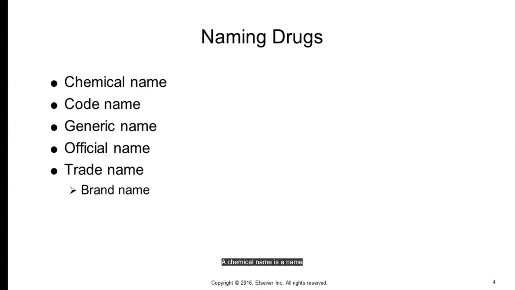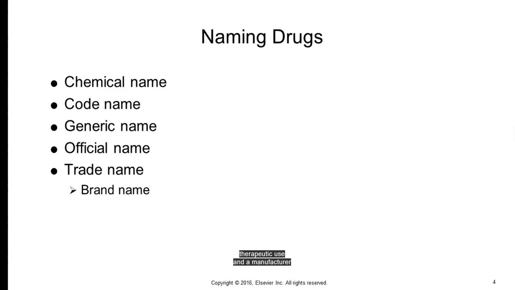A chemical name is a name indicating the chemical structure of a drug. For instance, water's chemical name is oxidane. Of course, we know the chemical formula is H2O. A code name is a name assigned by the manufacturer to an experimental chemical that shows promise as a drug. An example is the code name for albuterol sulfate. You know it as Ventolin or Proventil, is RO3AC02.